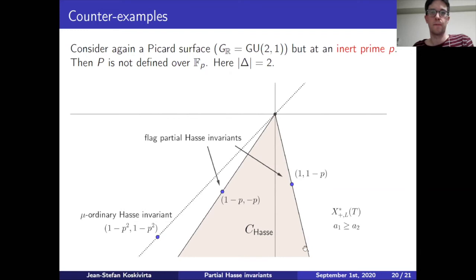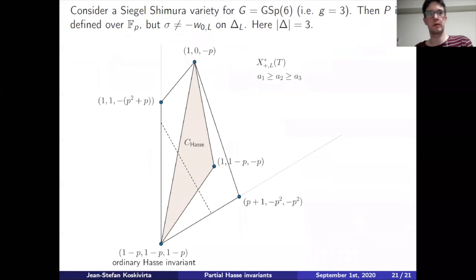However, if we go to the next example, the case of the Ziegler Shimura variety for G equals GSp6, a Shimura variety which parameterizes three-dimensional abelian varieties. Then P is defined over Fp, and L is defined over Fp, so that's okay. However, the action of sigma and minus w0 L do not coincide on the simple roots of L, because sigma is trivial and this is not trivial.